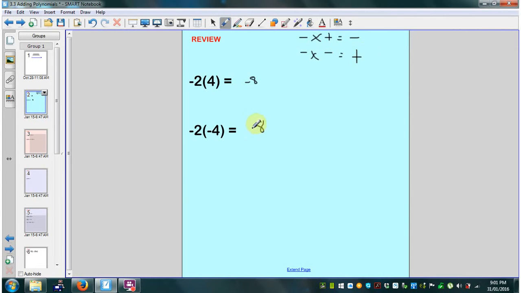So here we have positive 8, and I could write my positive sign in, but when you leave it out, it's assumed that it's positive. You guys should know that by now. That's just a quick little reminder.